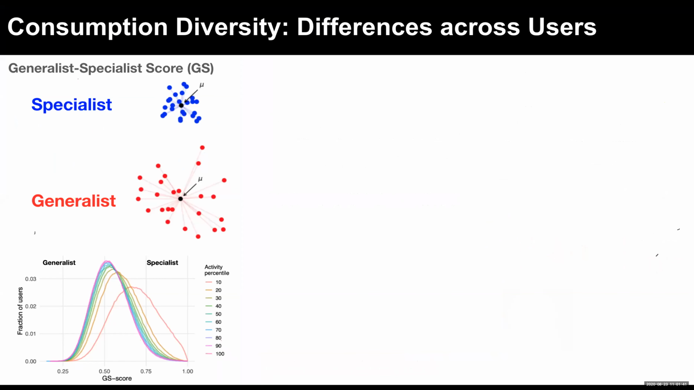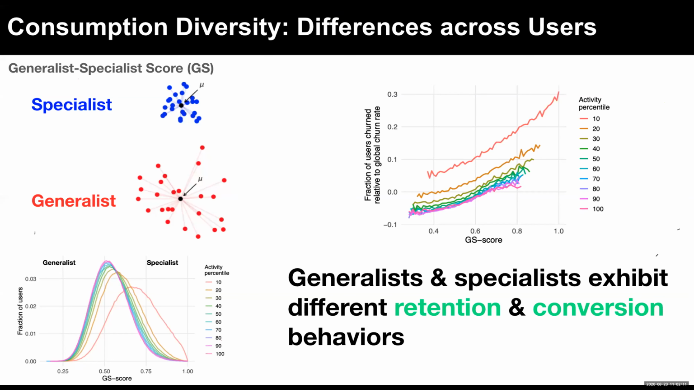Essentially, what we say is that some users are specialists, that they only want to listen to some specific form of content, like music. And some others are generalists, like they have a wide horizon of the kind of content they consume. So we can divide users on this spectrum from 0 to 1 as to how specialist versus how generalist they are. A similar line of work has also been done in the Reddit community. What we see is very specific behavior: generalists and specialists exhibit different retention and conversion behaviors.